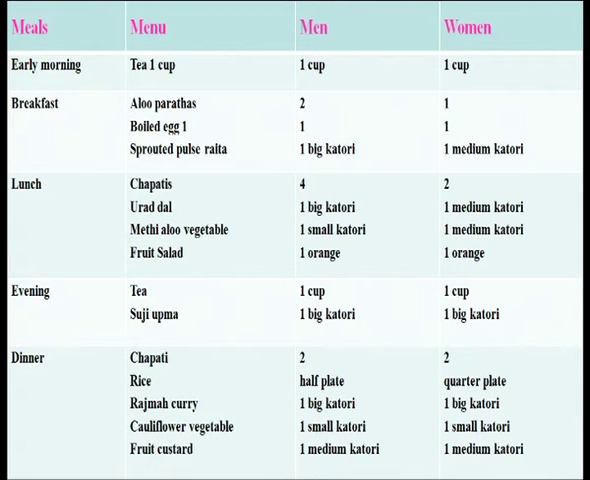because the women do not require so much energy, and the nutritional requirements for energy for men and women are a little different. Rajma curry is required for both, it will provide the nutrients and a large amount of protein. Cauliflower vegetable is equally divided and the fruit custard will also be the same for both. So, here we have just differentiated in terms of the rice only.